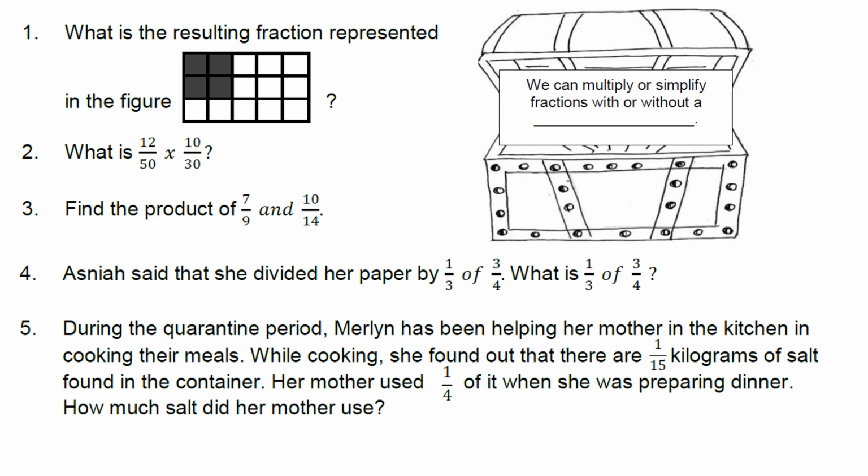Number 5. During the quarantine period, Merlin has been helping her mother in the kitchen in cooking their meals. While cooking, she found out that there are 1/15 kilograms of salt found in the container. Her mother used 1/4 of it when she was preparing dinner. How much salt did her mother use? So, pareho pa rin ang pag-process. I-multiply ang parehong numerator, i-multiply ang parehong denominator, kung ano ang magiging sagot, i-simplify nyo kung meron pang number na pwede makapag-divide sa kanilang dalawa. Ready? Answer.